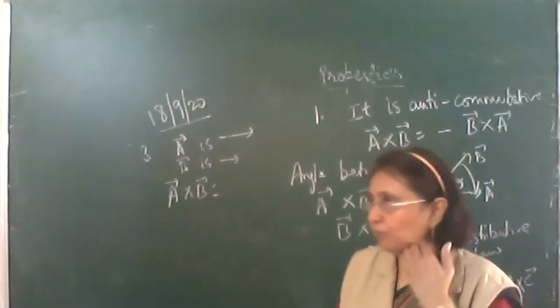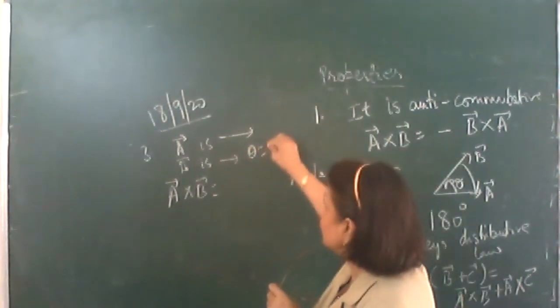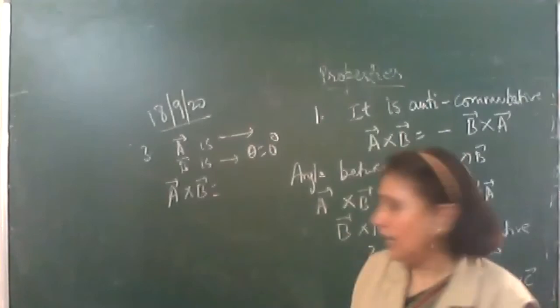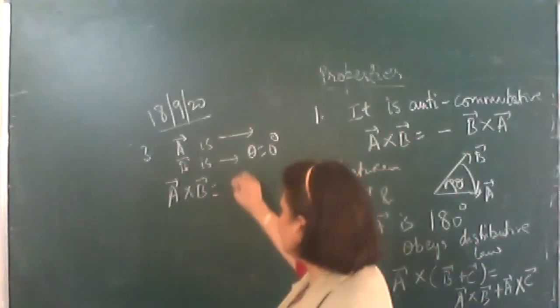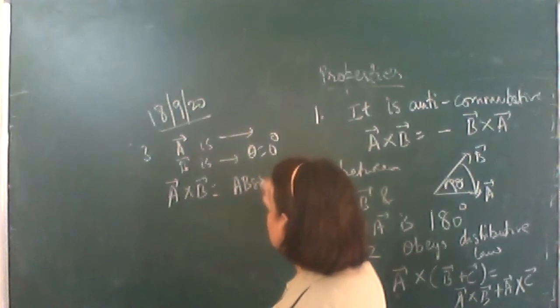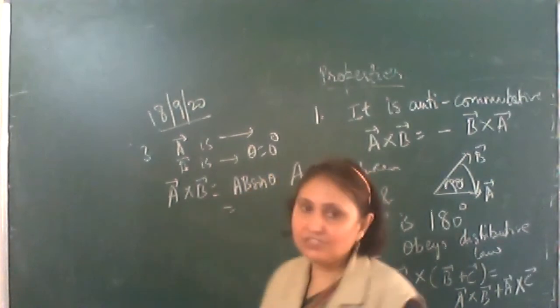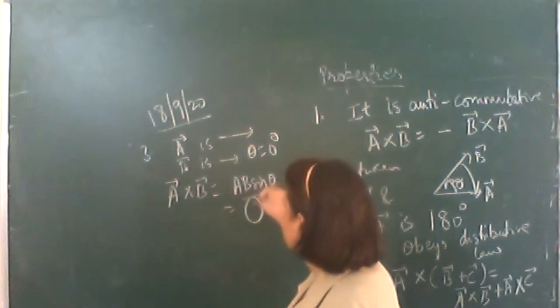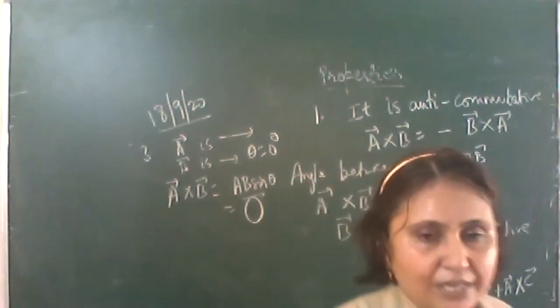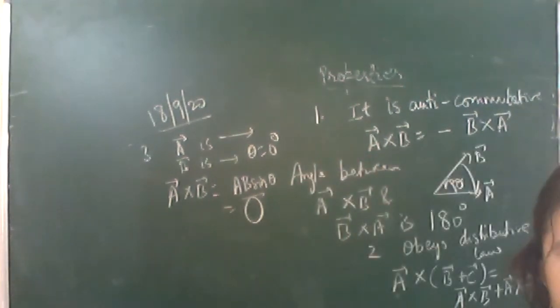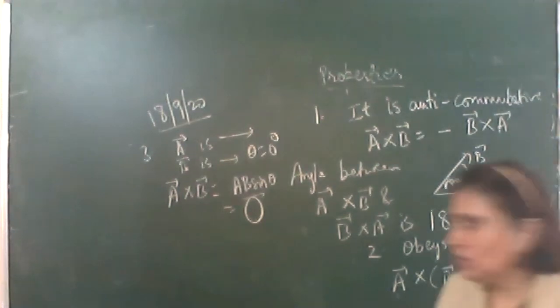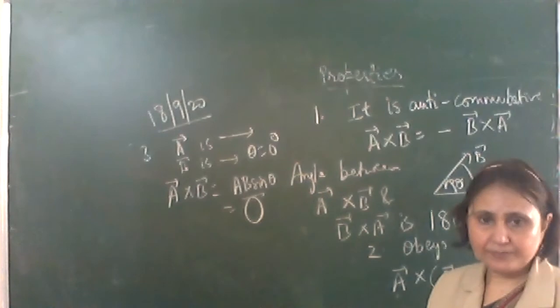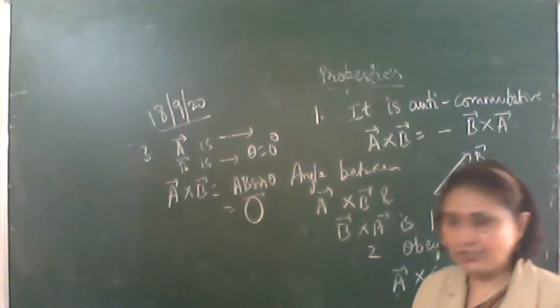A cross B vector. Both the vectors are acting in the same direction, that is theta is equal to 0 degree. And the magnitude of A cross B, first we write the magnitude AB sine theta, and AB sine 0. And sine 0 is equal to 0. So what is A cross B vector equal to? 0 vector. Why? Because sine 0 is 0, so the magnitude is 0. It means no direction. Hence, two vectors acting in the same direction, their vector product is 0.